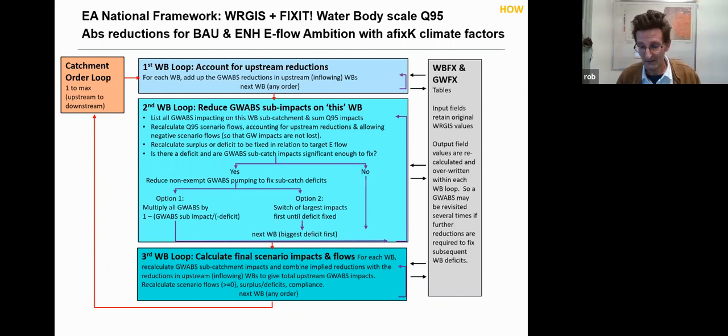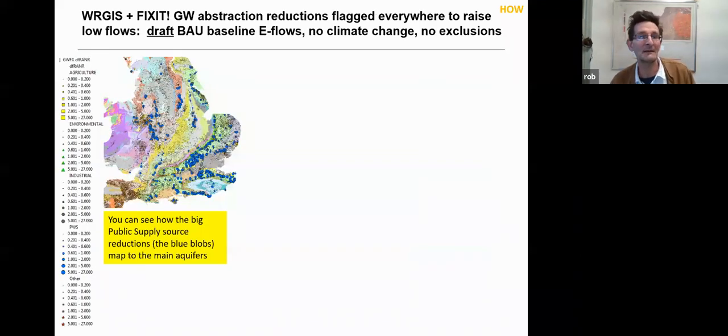And in that way, you end up with maps like this, which show for a particular set of assumptions what the target flows are, and which abstractions you're allowed to reduce, etc. You get maps of how much you'd need to reduce things by individually. And this has been the basis of what's been sent to water companies. This example is actually from when we were developing the code, so it's not the actual numbers from the national framework.